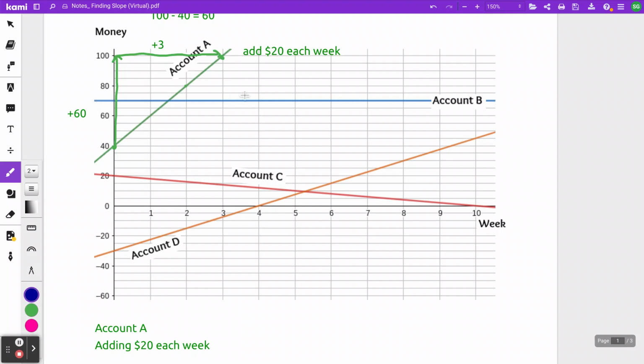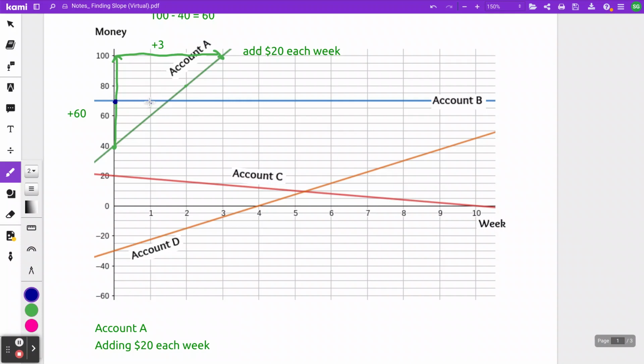Well, again, when I teach this in class, usually someone says account B, it's flat. It's not changing. It's not going up. It's not going down. It's staying the same. And so if you focus in on some numbers at week 0, so think of that as like our starting point, what number would that be? Well, halfway between 60 and 80 is 70. So I see at week 0, the account has $70.